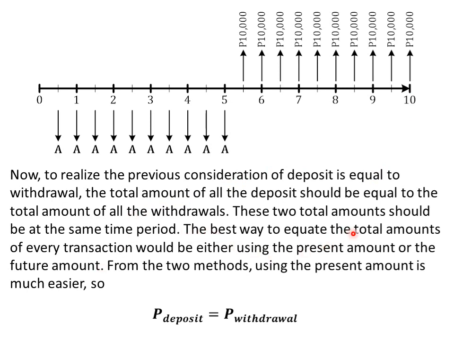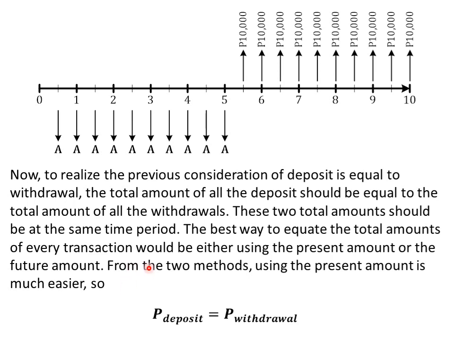Okay? So, the best way to equate the total amounts of every transaction would be either using the present amount or the future amount. So, the easiest way to equate them is either at the present or at the future. What about the first year, sir? What about the second year, sir? The best thing about the present and the future is that they have formulas. Direct. Compared to the third year or the fourth year, there is no direct formula. So, you have a direct formula when you are at the present or at the future. So that is the easiest way to equate the two amounts, the deposit and the withdrawal.